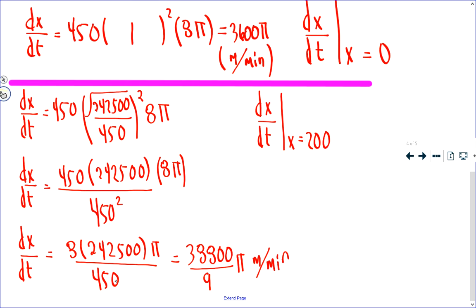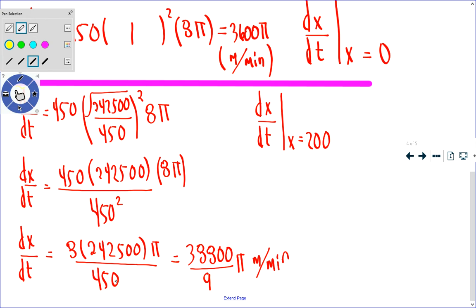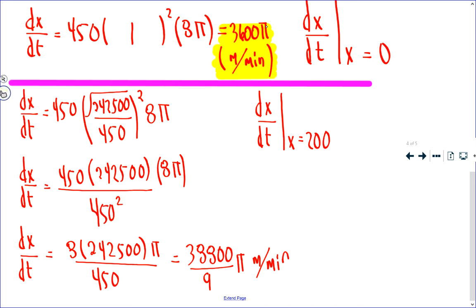So the answer to the question, what is the rate at which the beam is sweeping along the coastline when the beam is at the point closest, is 3,600 pi meters per minute. What is the rate at which the beam is sweeping along the coastline when the end of the beam is 200 meters away from the closest point? This number. And of course, you can feel free to use your calculator to calculate the numerical value of either of those. I'm not going to do so in this video.